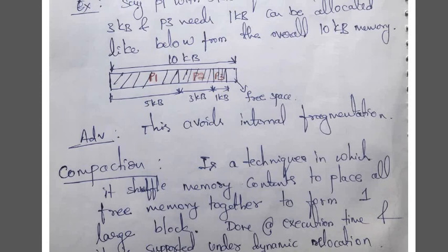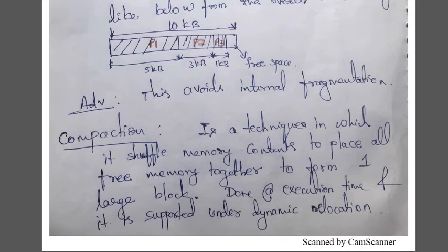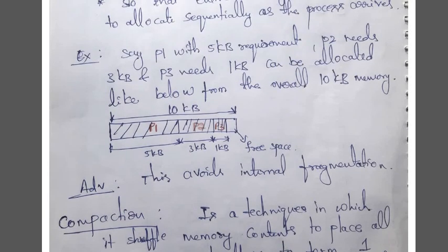We have a small technique known as compaction. Compaction is a technique that shuffles all the memory contents to place all free memory together to form one large block. Say, out of 10 kilobytes, 3 KB are occupied here, 2 KB are free in between, the next 3 KB are occupied here, 1 KB is occupied, something like that.